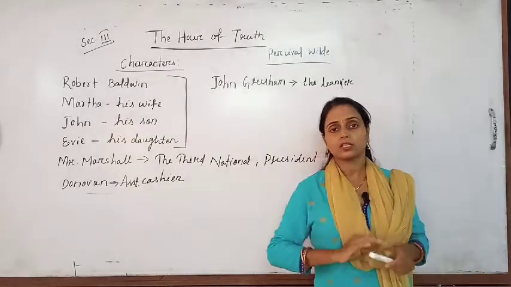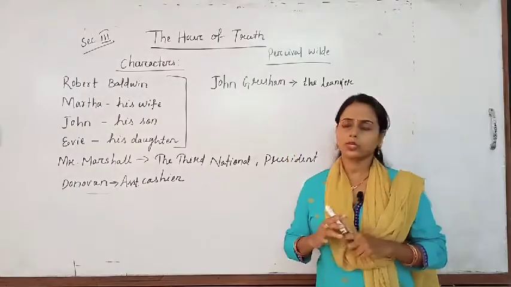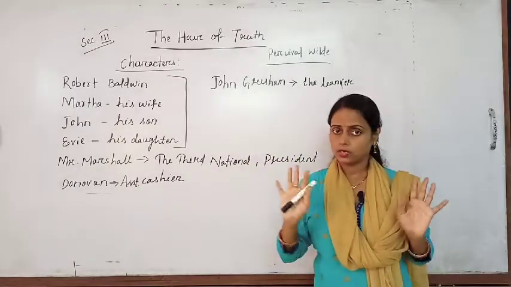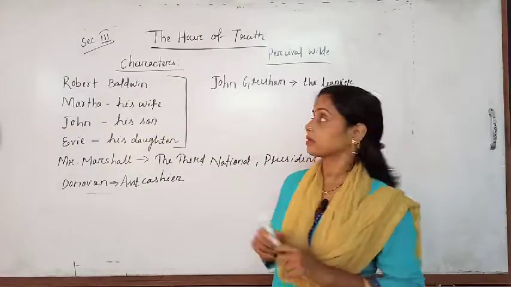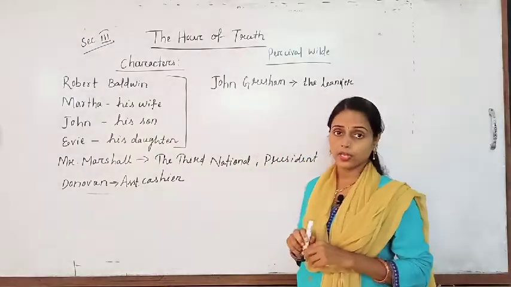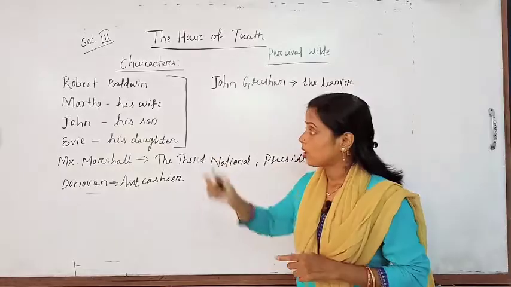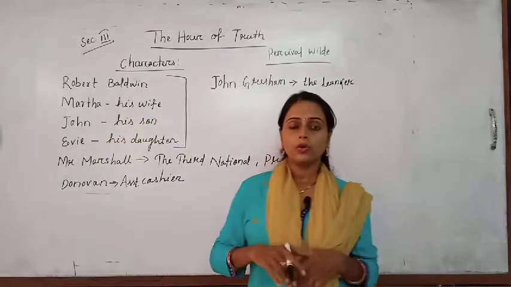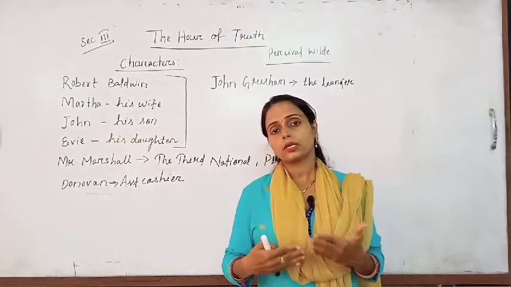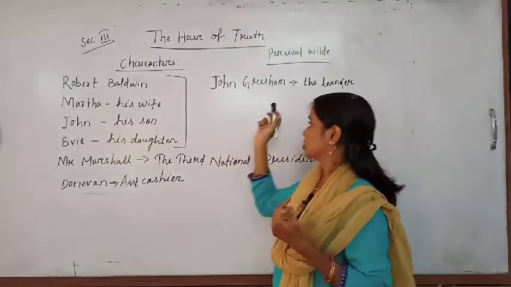You should speak against the person. All these things are being spoken to Robert Baldwin. Understood? But when Robert Baldwin disclosed that John Gresham has offered him $100,000, all were stunned. All means who? Martha, John and Evie. And now they were going to turn their side. They started favoring John Gresham.